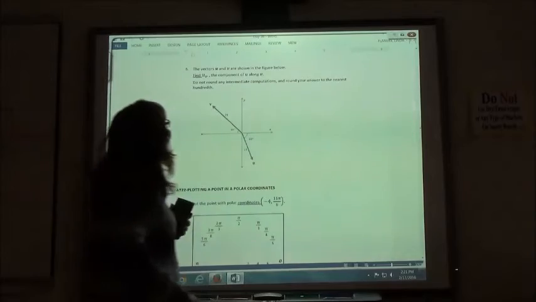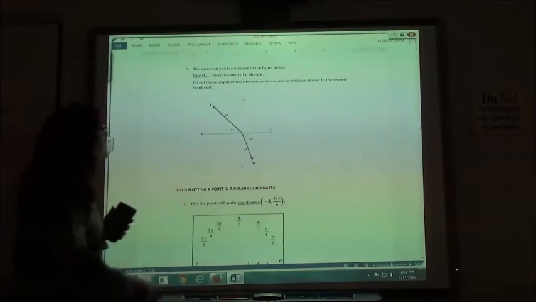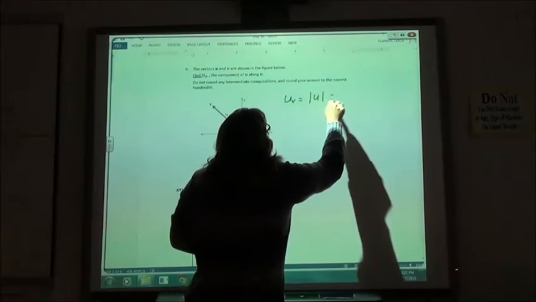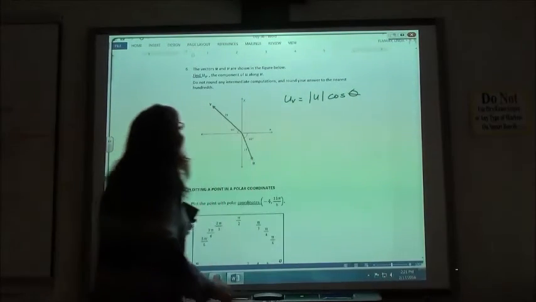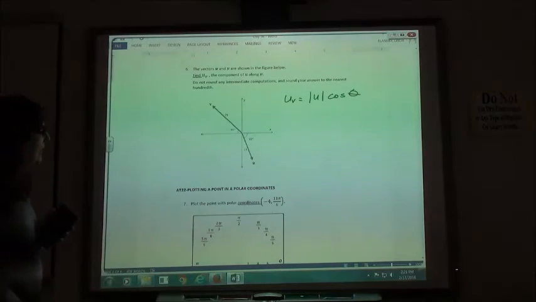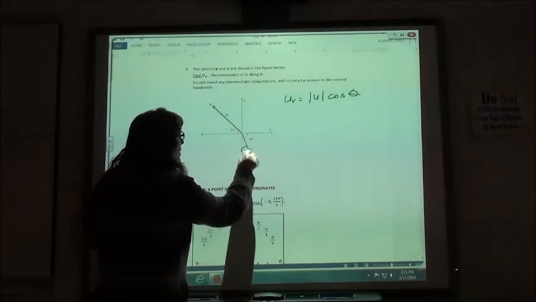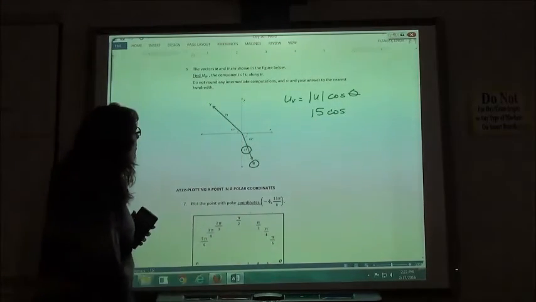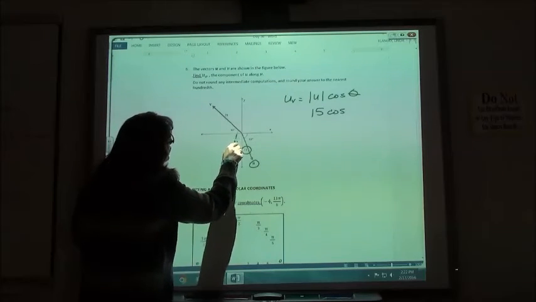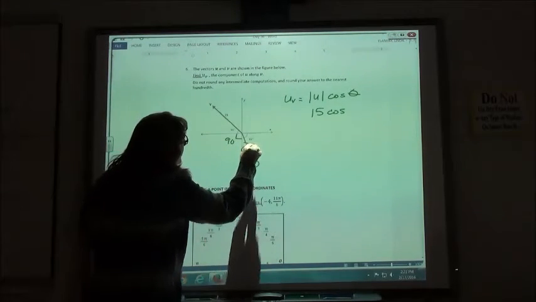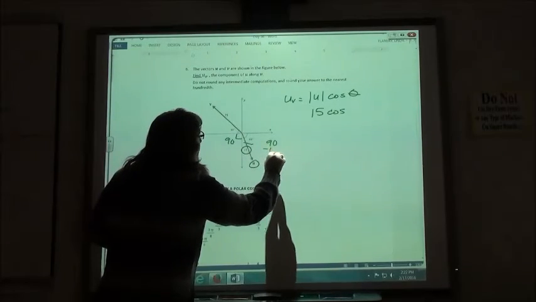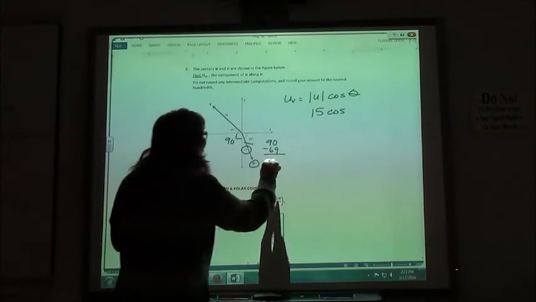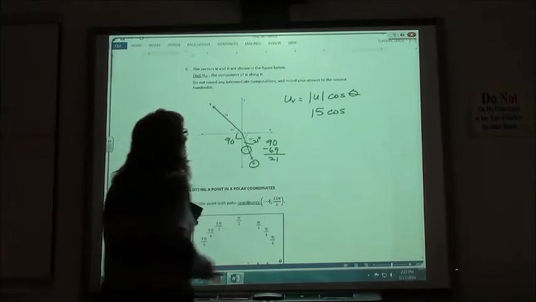Number 6, the vectors u and v are shown below. Find u sub v again. I'm going to do the magnitude of u times the cosine of my angle. In this case, here is my vector u. The magnitude of that is labeled as 15. On my angle, this one is 44. This one right here would be 90. I need that little part in there. So 90 minus 69 gives me 21. So that little part in there is 21 degrees.